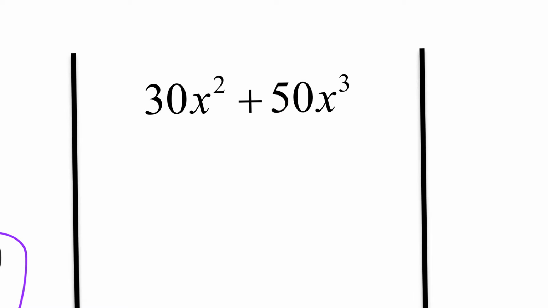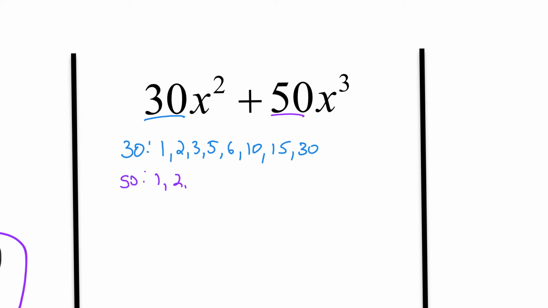We also need to find the greatest common factor for the 30 and the 50. So first, let's do the numbers. I'm going to write down the factors of 30. I know 1 goes into 30, 2, 3, 5, 6, 10, 15, and 30 goes into 30. Now I'm going to look at the number 50. So for 50, I have 1, 2, 5, 10, 25, and 50.